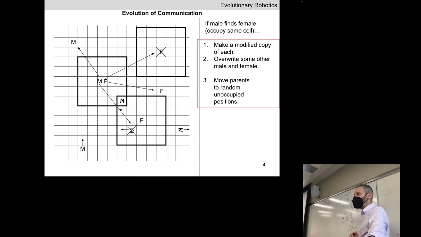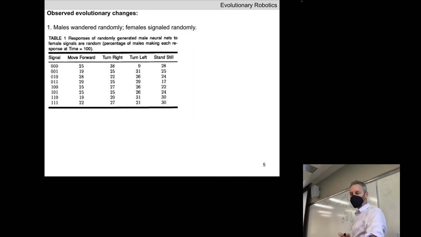There is, however, still an evolutionary advantage in this case for a male to find a female because it will produce an offspring. And there is an evolutionary advantage for a female to somehow convince a male to occupy the same cell as her, that will trigger her producing a female offspring. All good? Okay.